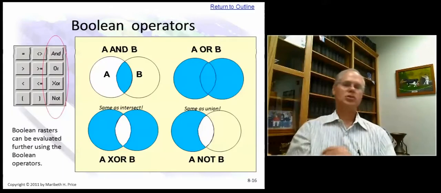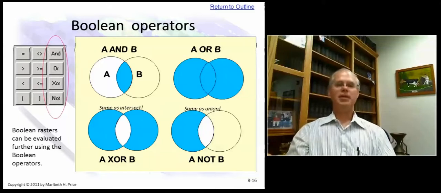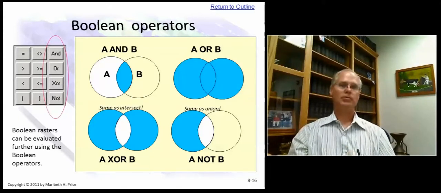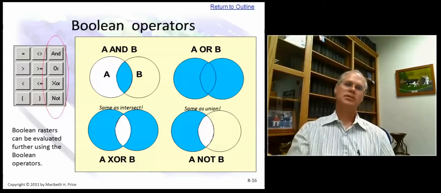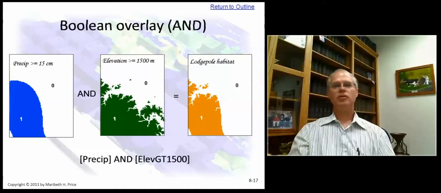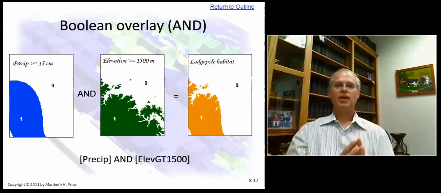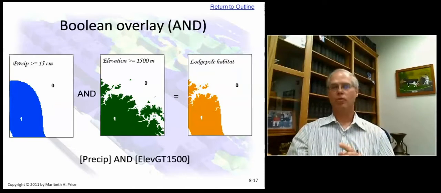Boolean rasters are essentially 4 types. It can be A and B, and then it's only going to include those things that are in common for both. It can be A or B, which includes everything from both. It can be A XOR B, which means everything that is not in common, same as intersect from our previous chapter, or A not B, which is very similar to what we did with union before. So that's how we can do some raster analysis. Here, if we do a Boolean overlay of and, it's going to take our precipitation and our elevation, put them together, and you notice the only thing that's left in our logical habitat is what's in common with both.